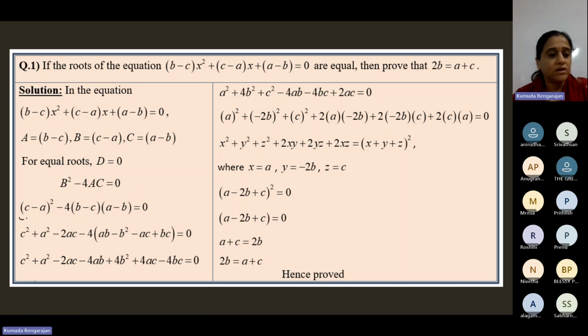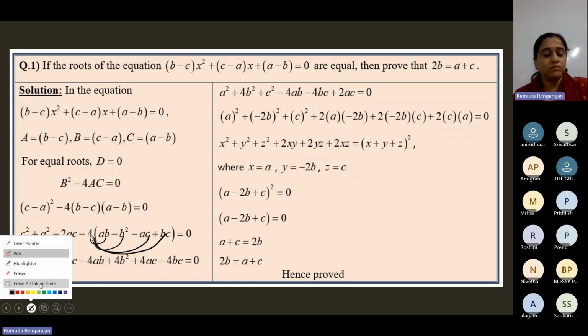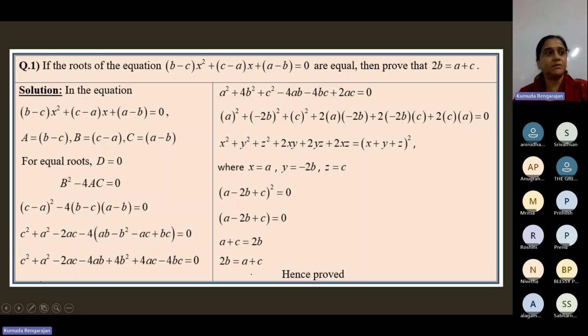Now what do you do with this? You'll have to expand. A minus b the whole square is a square plus b square minus 2ab. Then here I've multiplied these two brackets first. How do you multiply? B into A, B into B, then C into A, C into B, right? Then after doing that, I multiply 4 with all these 4 terms. So now you can see the LHS, all the terms are free, they're out of the bracket, is equal to 0.